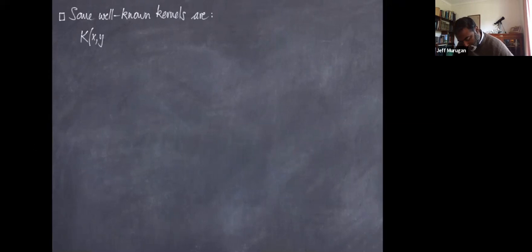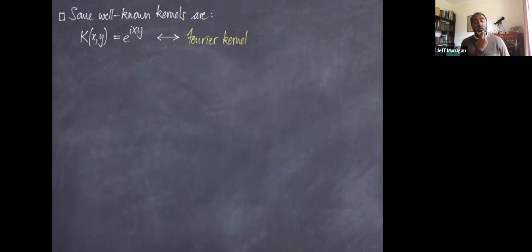So some well-known kernels are, for example, if I choose k of x and y equal to e to the i x y, this is nothing but the Fourier kernel, which you will recall, because whenever you do an integral transform, a Fourier transform, you always go function times e to the i k x, integrating over some variable, either k or x.